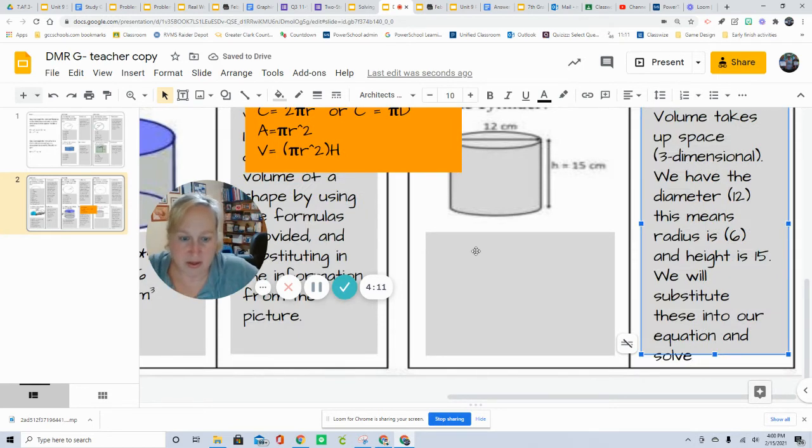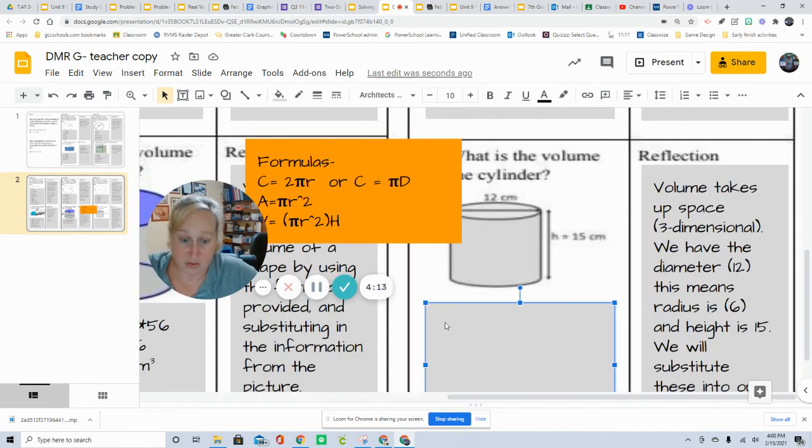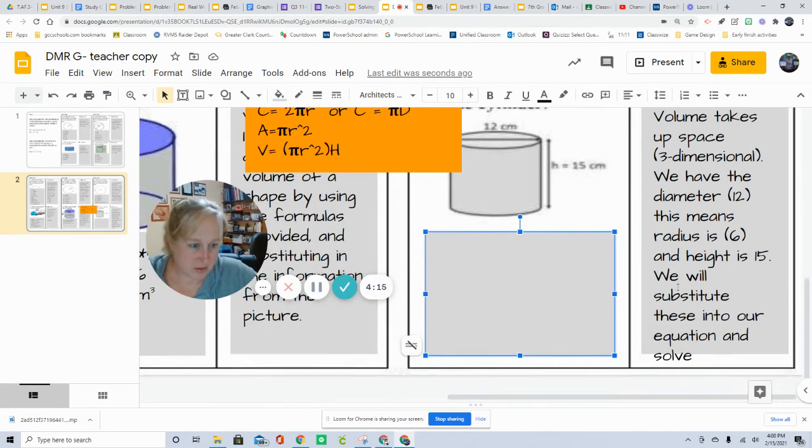So the equation is up here. I'm going to do just what our reflection says. Maybe I'll let you all see that a second more. So if you want to pause it, you go pause it. You can see it all.